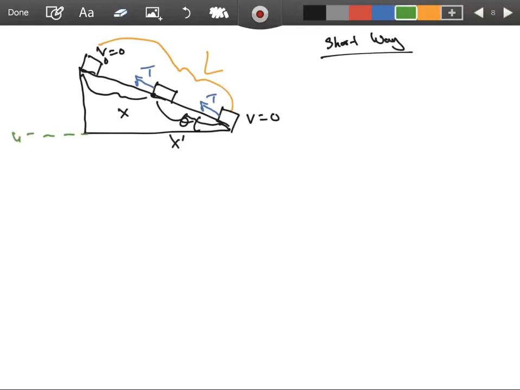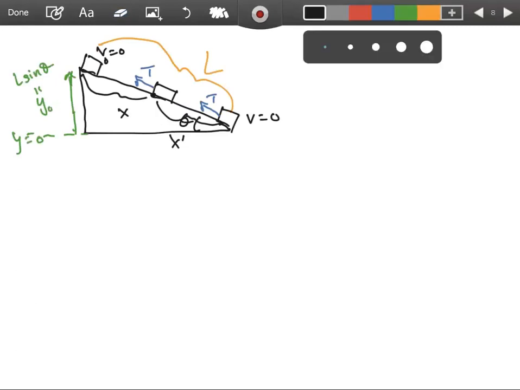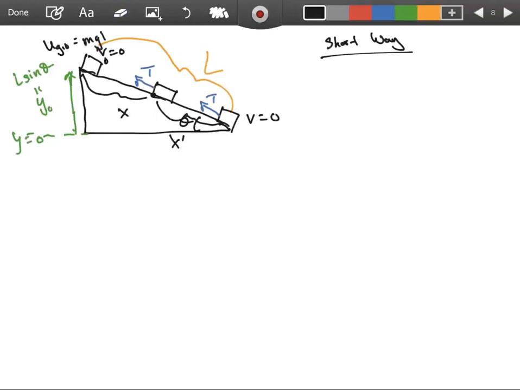So let's choose the bottom to again be y equal to 0, so that initially this thing starts off with y initial worth of height. Now, since we know L and since we know sine of theta, we can rewrite y initial. So y initial is simply equal to L sine of theta. That means that my initial gravitational potential energy is equal to mgL sine of theta.